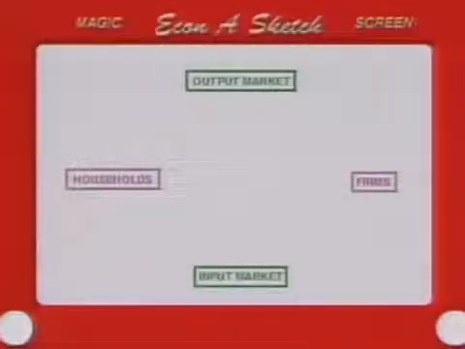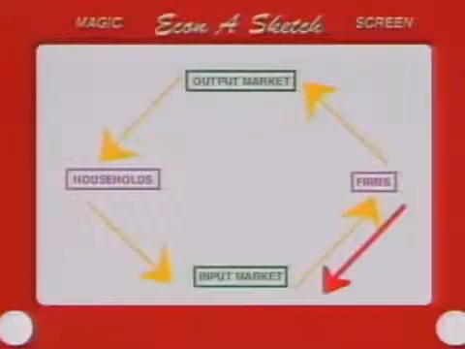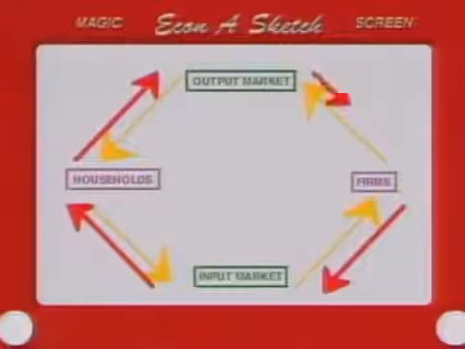Now, there are both output or product markets and input or resource markets. That gives rise to a circular flow in a market economy. Here's how it works. Firms buy resources such as labor in the input market to produce for sale in the output market. Households buy products in the output market and sell resources in the input market. There is an accompanying flow of finances. Firms supply households with incomes, and households supply firms with revenues.